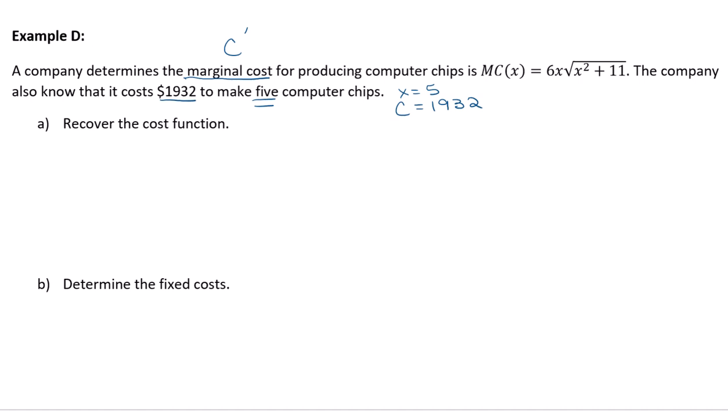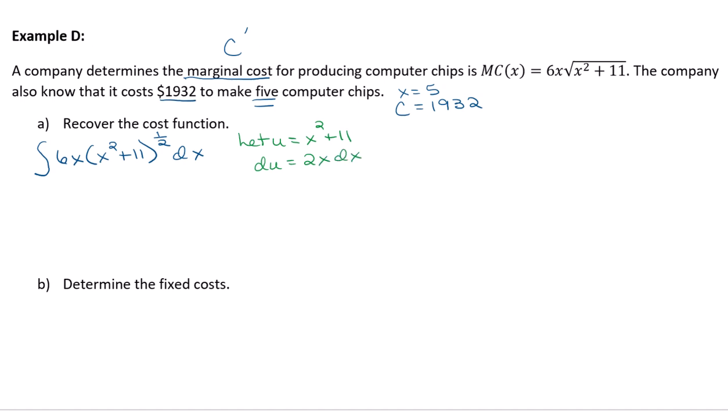So in part A, they're asking us to recover the cost function. They are giving us the derivative of the cost function. So we want the antiderivative, or the integral, of 6x times (x squared plus 11) to the 1/2, dx. I'm rewriting that square root. Let's let u be that inside part, the radicand that was underneath the square root, x squared plus 11, which means the derivative would be 2x dx.